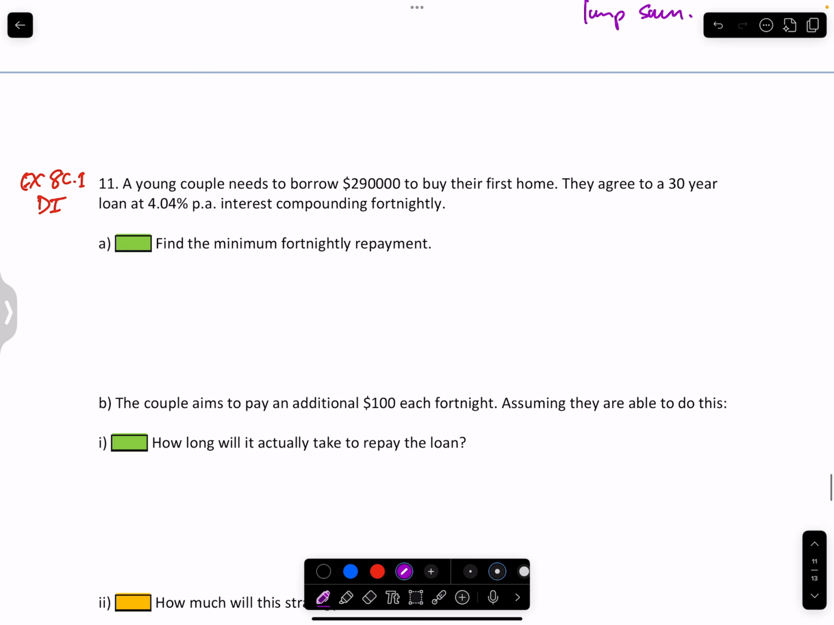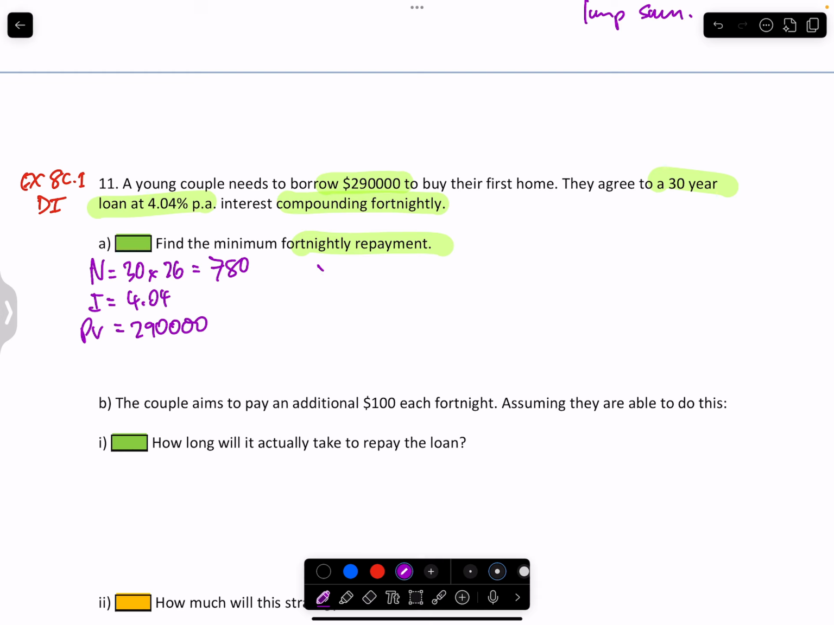This larger repayments question. Borrowed 290 grand, 30 years, 4.04%, compounding fortnightly. What's the fortnightly repayment? N is going to be 30 years times 26. I think that's 780. We'll check after. The interest rate is 4.04. They borrowed 290,000. We're solving for PMT. PY is 26 and CY compounding. Oh no, I forgot the FV. Time wasted. FV equals 0. I don't want to owe the bank anything. PY is 26. CY is equal to 26.